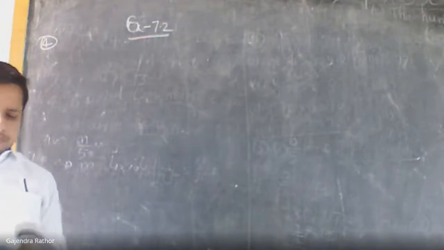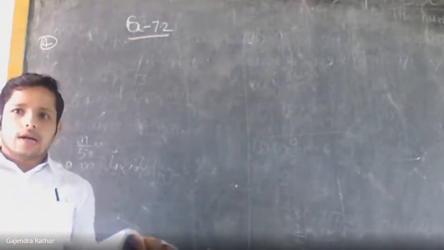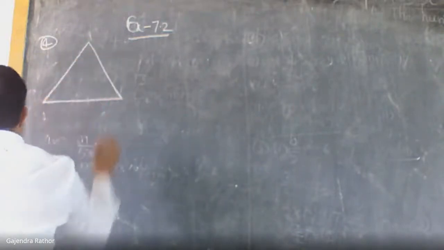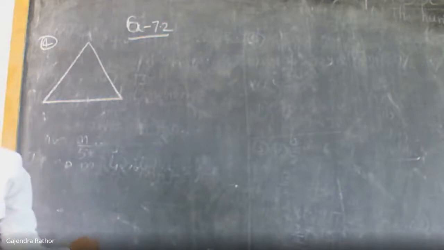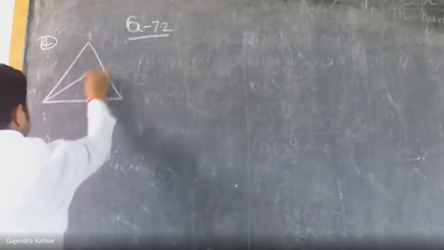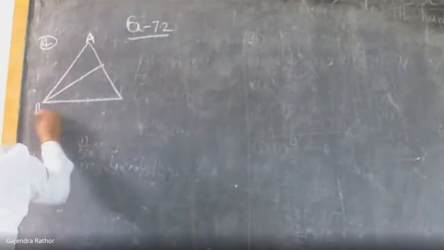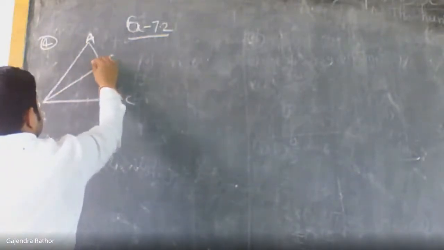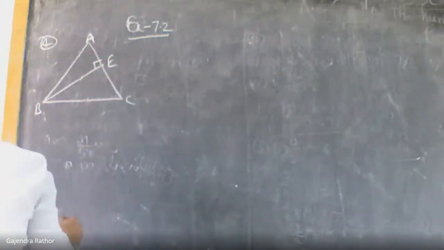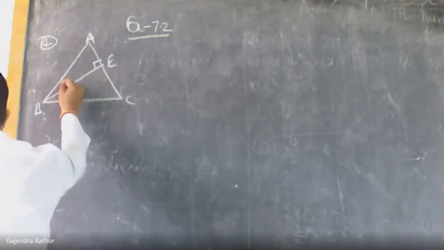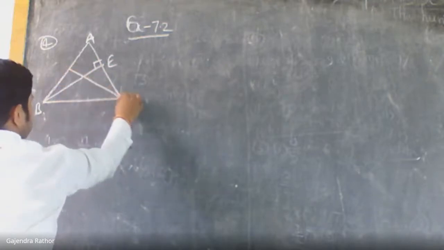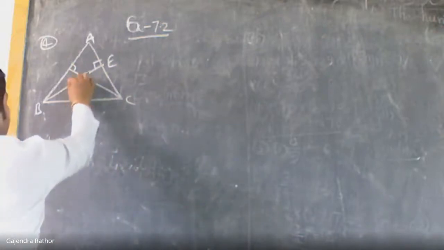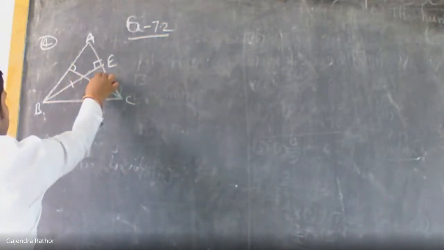Question number 4. One figure is given. The triangle ABC, with two altitudes. BE is an altitude, so this is the right angle, and CF is also an altitude on AB, so this is also a right angle. BE is equal to CF.